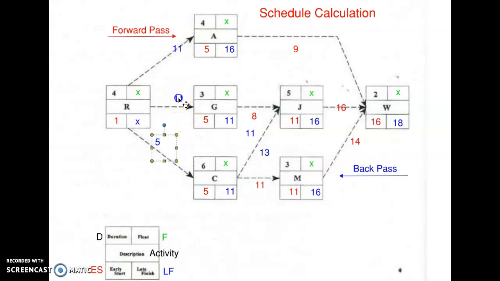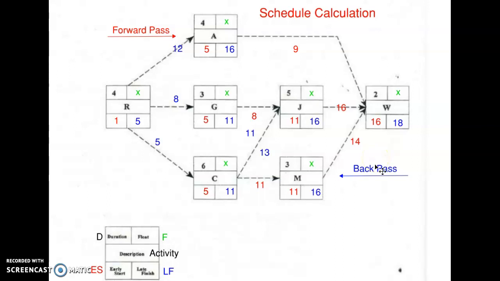11 minus 3 is 8. 16 minus 4 is 12. Correct? Yes. So again, on these, I'm going to pick the smallest number, and that's where we're going to end up right here. So this is going to be 5, and it really has to be 5. So I've got my forward pass and my back pass complete.